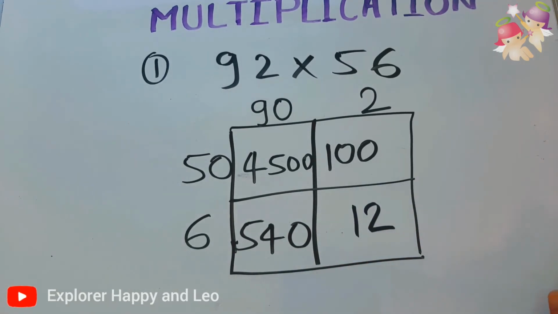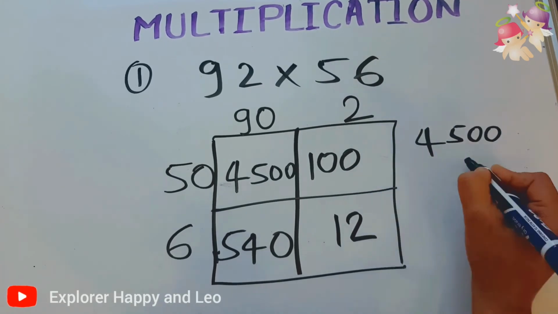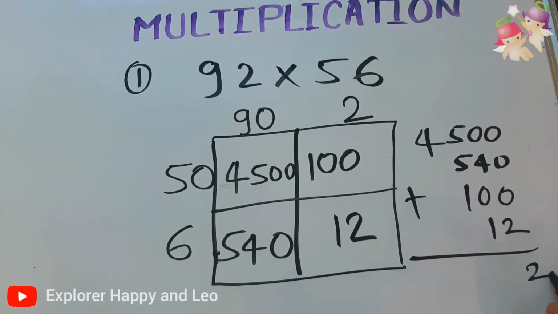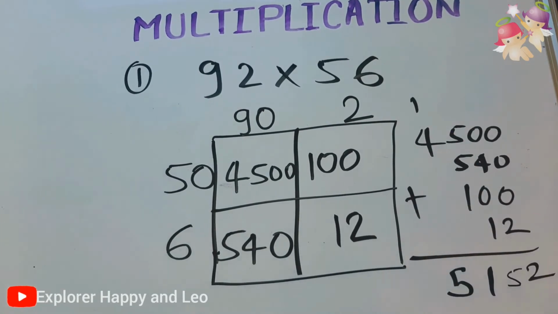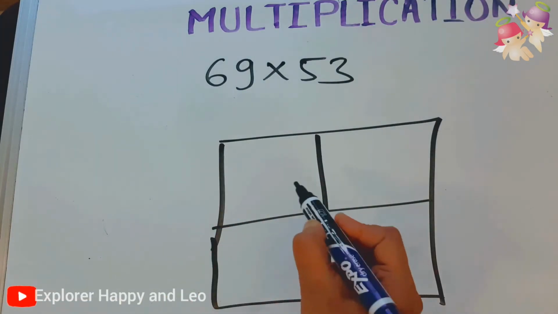Okay. Simply adding these numbers, writing in order. Adding these 4 numbers, you'll get the answer. The answer is 5152. Right? Let me explain one more problem and you will be thorough with this technique.